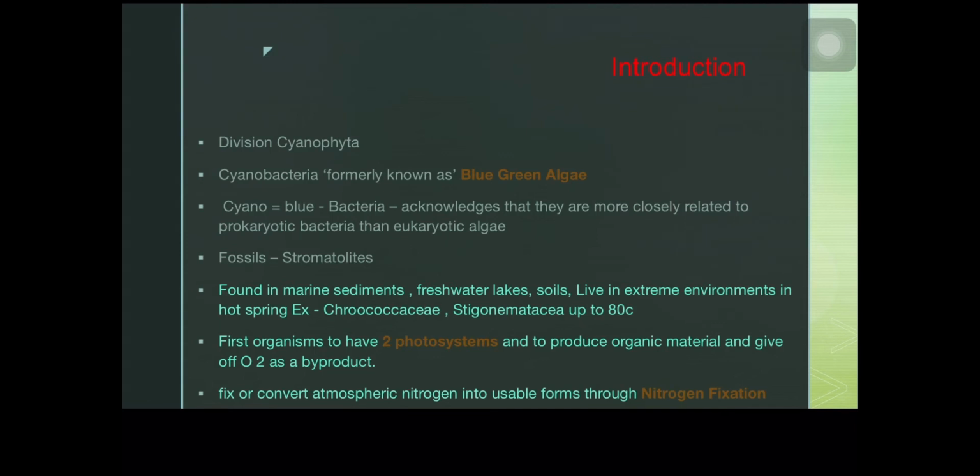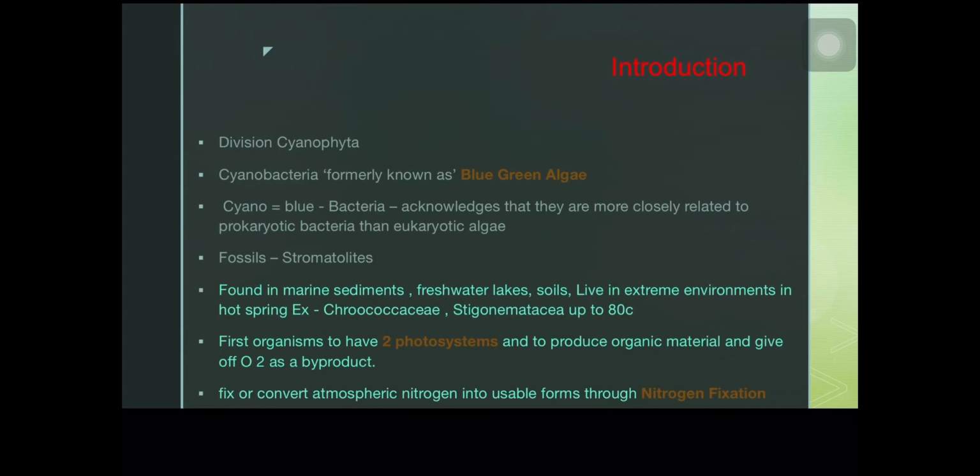These are the first organisms that carried out the photosynthetic process on the earth 3.5 billion years ago, and these organisms helped create the earth's environment to be oxic. So the oxygen generating process was first seen in this group of organisms, and these are the first organisms which have the two photosystems that could lead to the production of organic material and release oxygen as a byproduct.